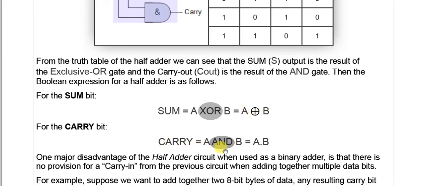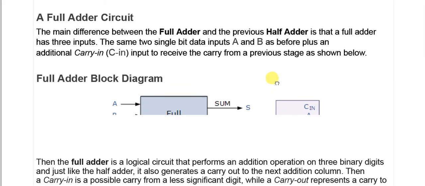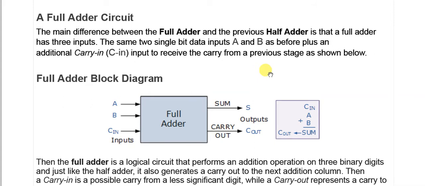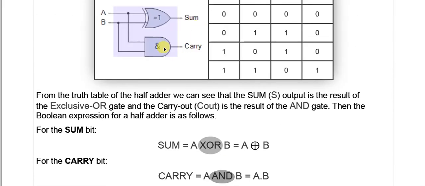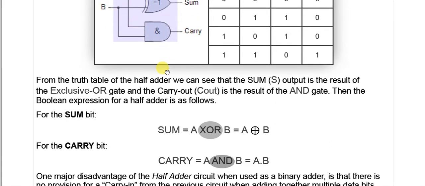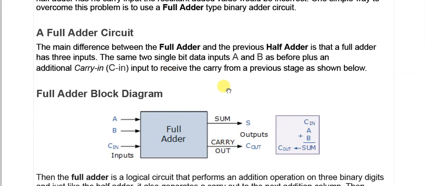Now coming to the full adder circuit. We need it because the half adder does not have the ability to add a carry bit. If we have any carry bit, it is not able to add that bit. When 2 bits are added, they may generate a carry, so the carry will go on. So there has to be a circuit which can deal with this carry bit. So here is the full adder.